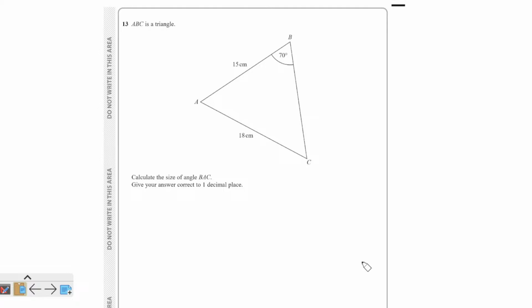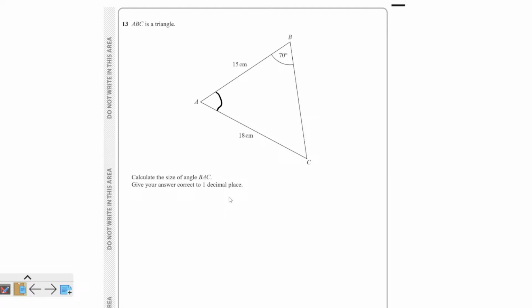Okay, question 13. ABC is a triangle. You can see we've got some sides, some angles, and it's a scalene triangle, isn't it? It's not a right angle, it's all a bit random. So I'm already thinking, that's going to be something to do with trig, but not SOHCAHTOA, because it's not right angle. They've asked us to calculate the size of angle BAC. So which is that? B to A to C. So that's this one here. That's the one we want, isn't it? Okay. Correct to 1 decimal place.